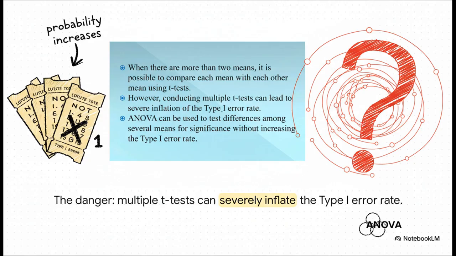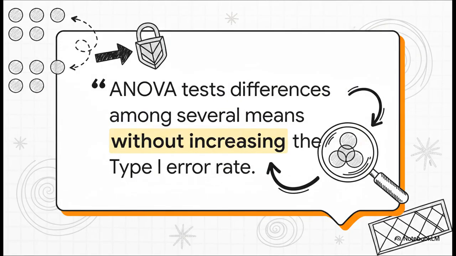It's kind of like playing the lottery. The more tickets you buy, the better your chance of winning. Well, with stats, the more tests you run, the higher your chance of finding a significant result that's actually just nothing, just random noise. Clearly, we need a better way. A single, powerful test that can look at all the groups at once without jacking up that error rate. And yep, you guessed it, that's where ANOVA comes in.